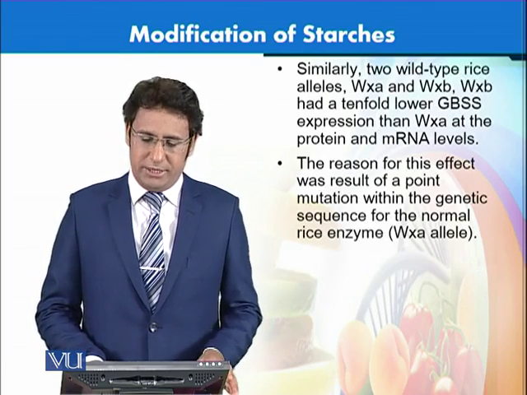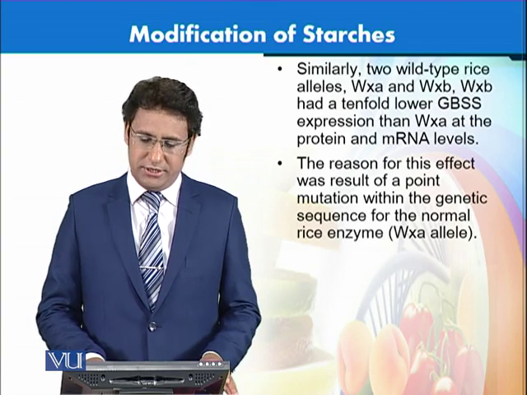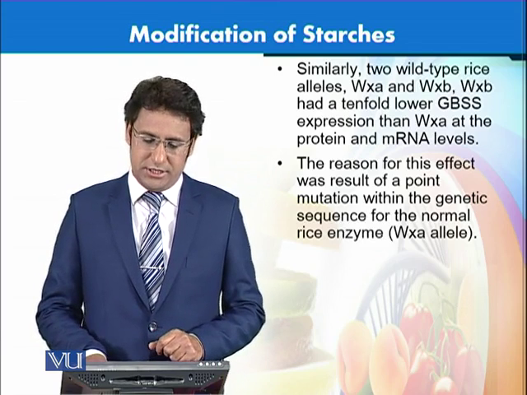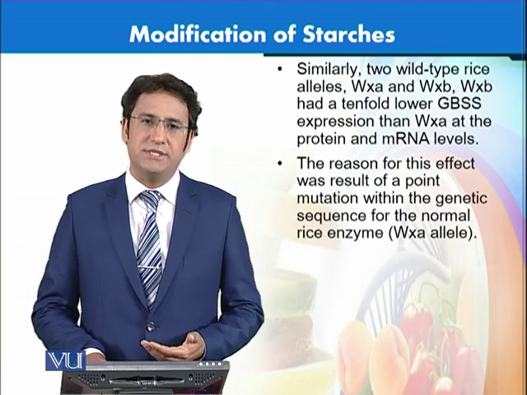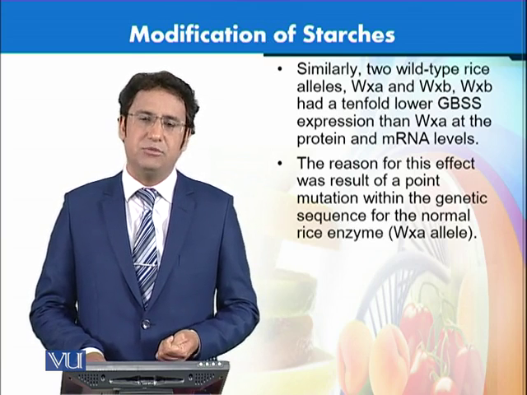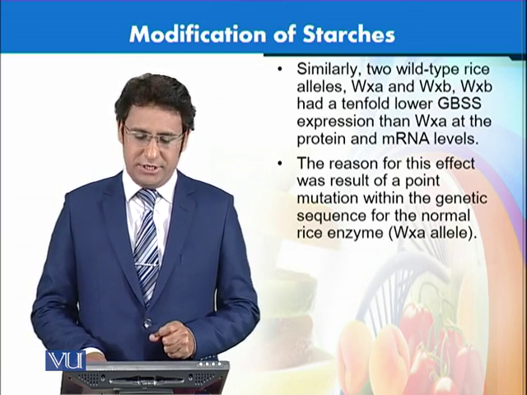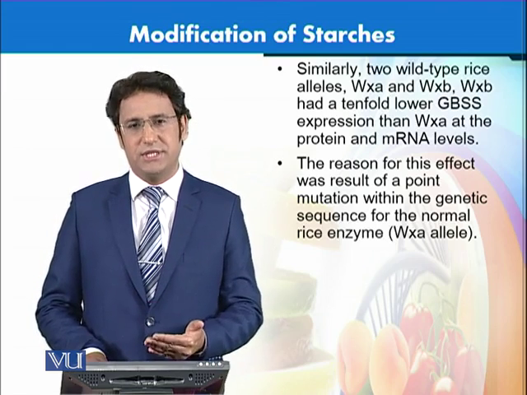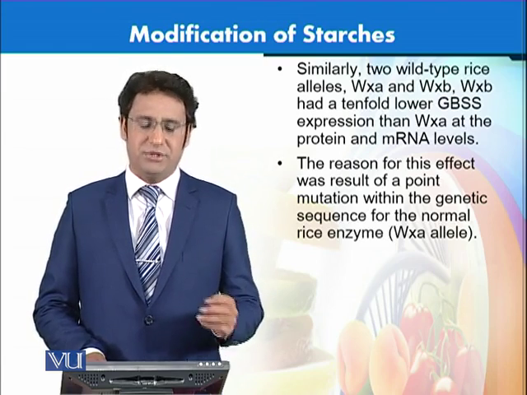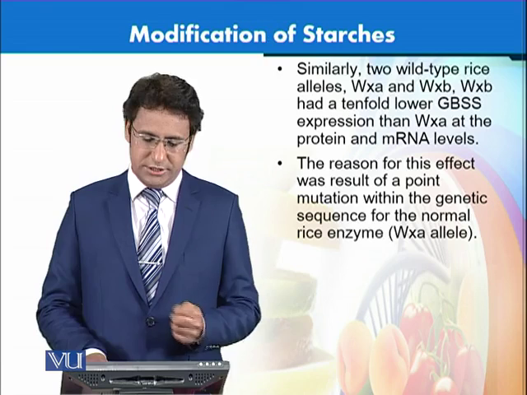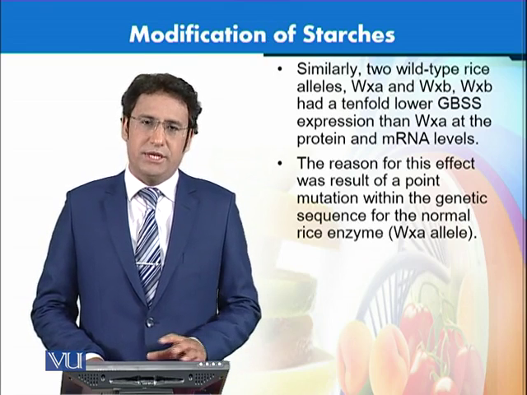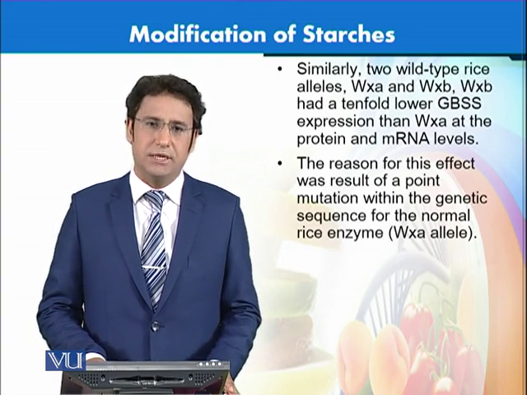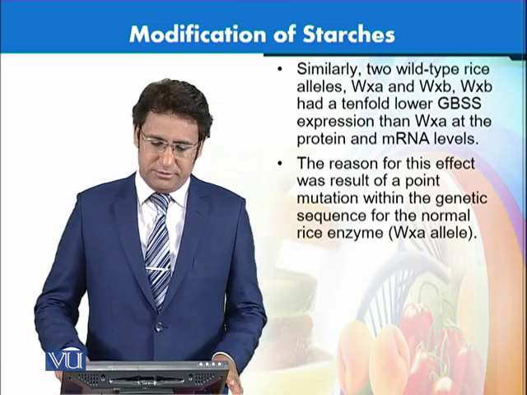Similarly, there are two other wild type alleles reported in the case of rice. They are wxae and wxb again. If we talk about this wxb, it has 10-fold lower GBSS expression than wxae. So we see that they have a different impact on the suppression of activity of certain enzymes, and that leads to different chemistry of the starches, for example, lower amylose content in this particular case. We know that this is due to a point mutation within the genetic sequence of the normal rice enzyme wxae allele. So these are a few studies.